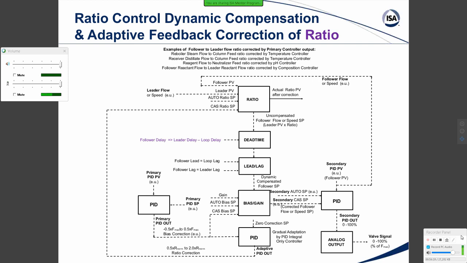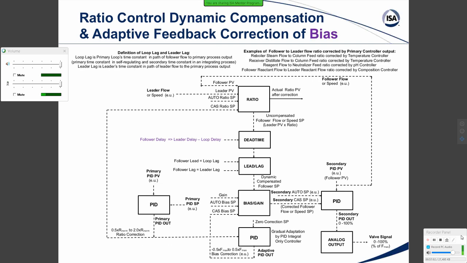Then there is an adaptation going on by another PID added at the very bottom of this diagram that very slowly says, hey, I want to make that bias correction as close to zero as possible. And so I'm going to slowly adjust the cascade ratio set point to do that. And so at the very top of this diagram are those examples if we're doing this.